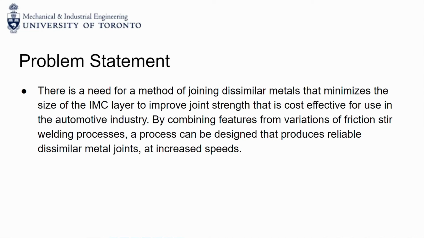Now that we've identified the different types of welding processes and their limitations in joining dissimilar metals, we can talk about the gap and how we can bridge that gap. There is a need for a method of joining dissimilar metals that minimizes the size of the IMC layer to improve joint strength, and that is done in a cost-effective way for use in the automotive industry. The way we're going to do this is by combining features from variations of friction stir welding processes. And we can design a process that is able to produce reliable dissimilar metal joints at increased speeds.